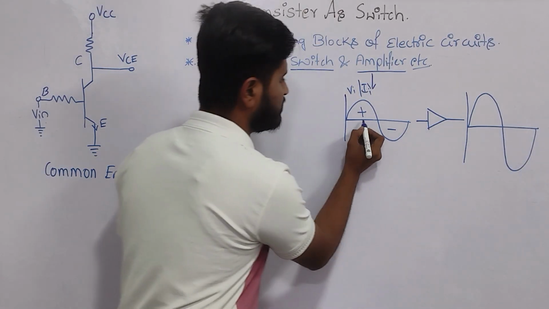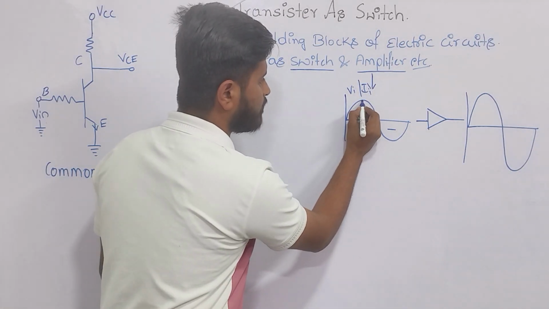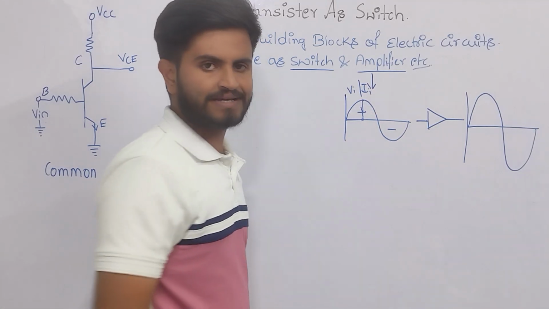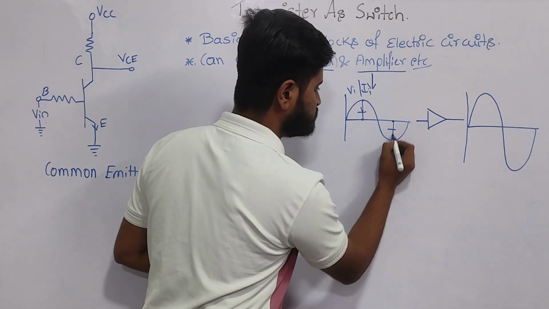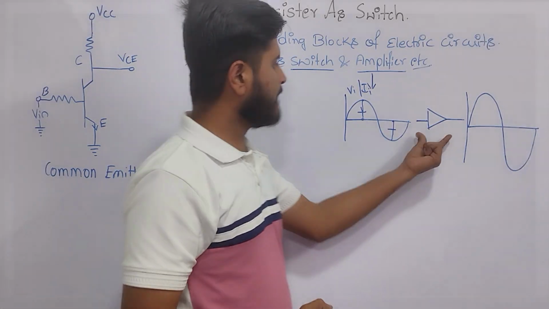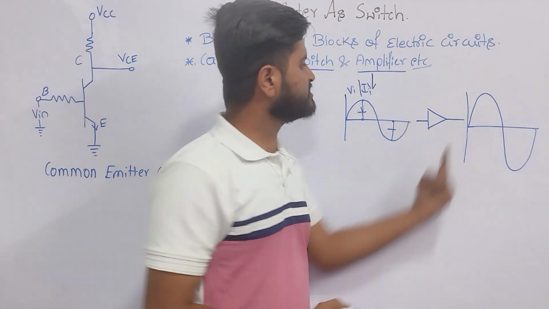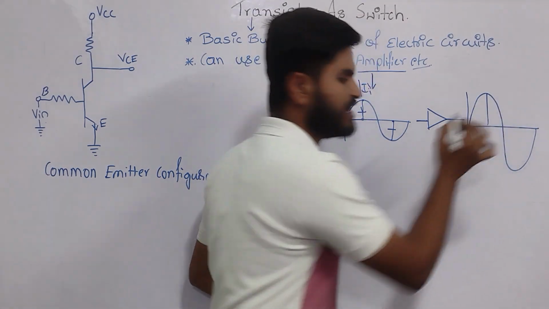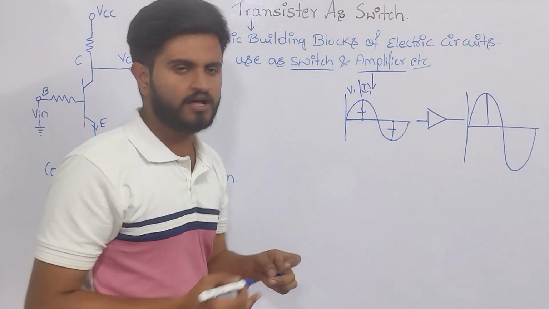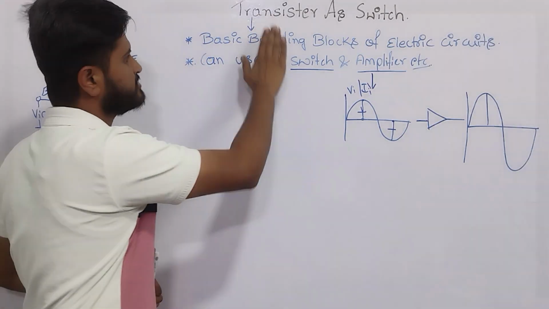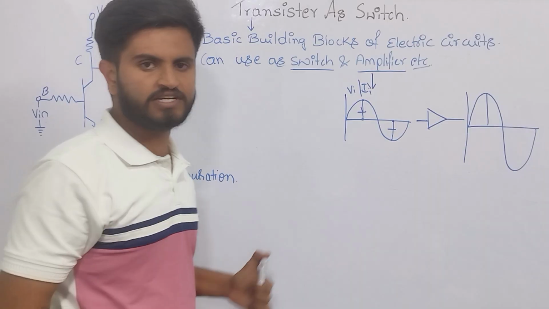waves. The distance from here to the top of the waveform is called the amplitude. So from here to here, the distance is called the amplitude. This amplifier will increase its amplitude, that is, it will increase the height. So in that amplifier we will be using the transistor. Like that, using this transistor, how can we use it as a switch?